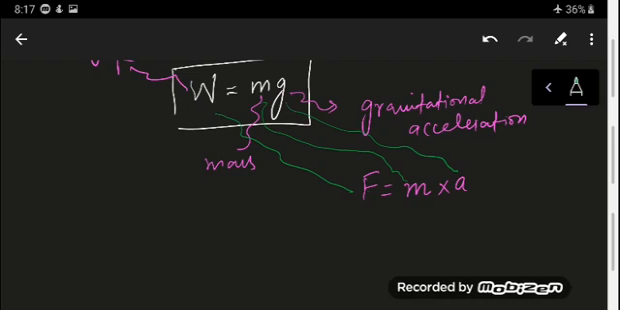So now let's consider an example in which two objects are falling in a uniform gravitational field without air resistance. When the air resistance comes into effect, the scenario changes.